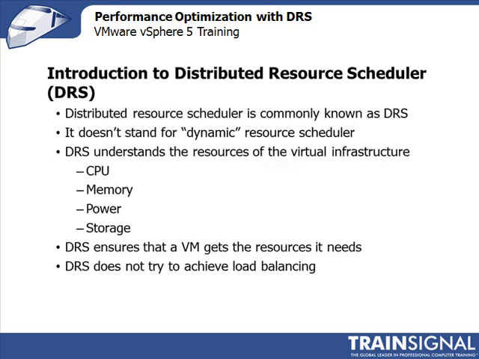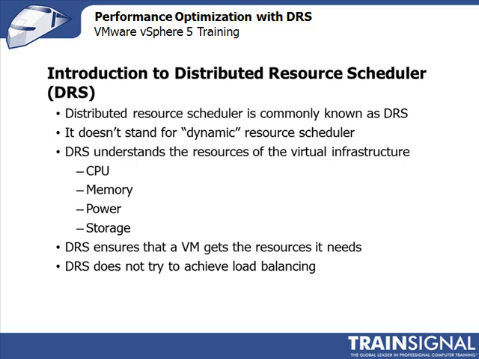VMware's DRS, or Distributed Resource Scheduler, doesn't actually stand for Dynamic Resource Scheduler. It stands for Distributed Resource Scheduler, and DRS understands the resources of the virtual infrastructure. That's its job. It knows about CPU, memory, power, and storage utilization. DRS ensures that a virtual machine gets the resources that it needs.